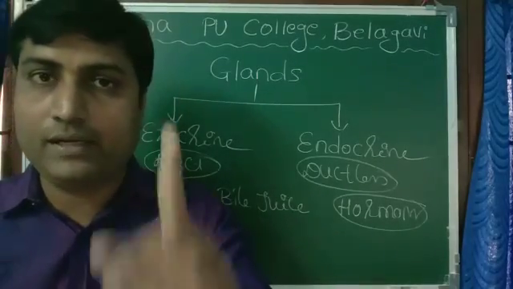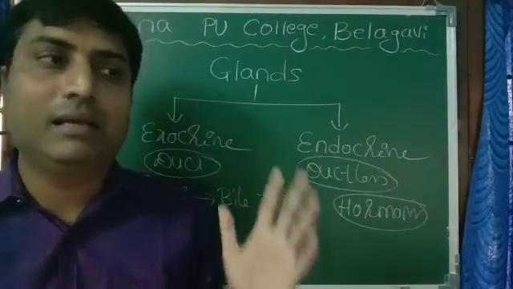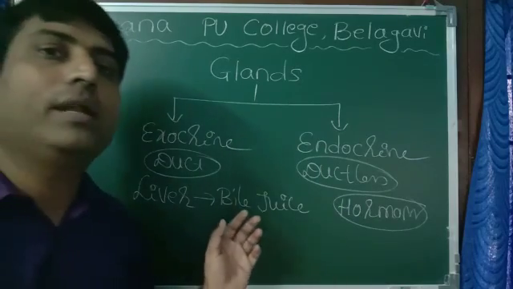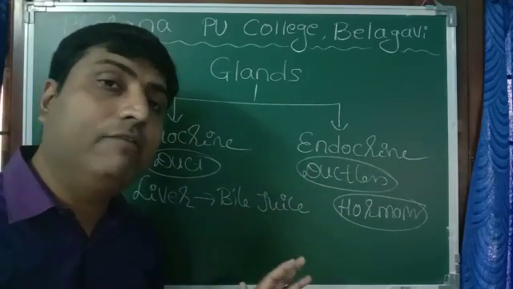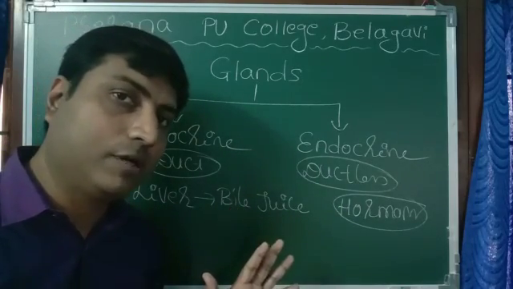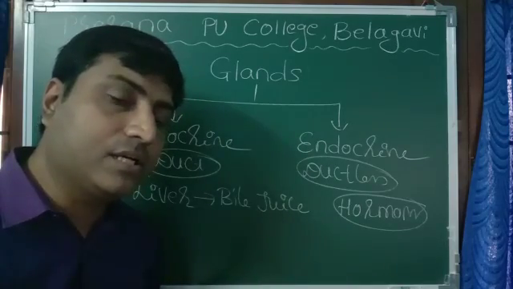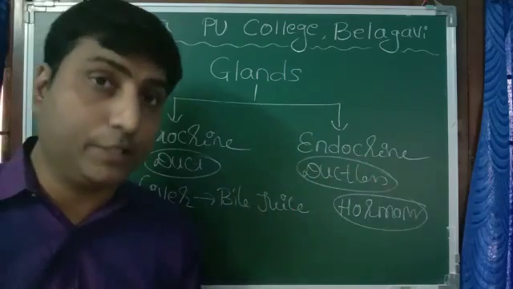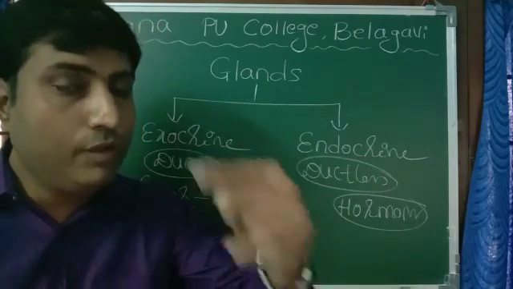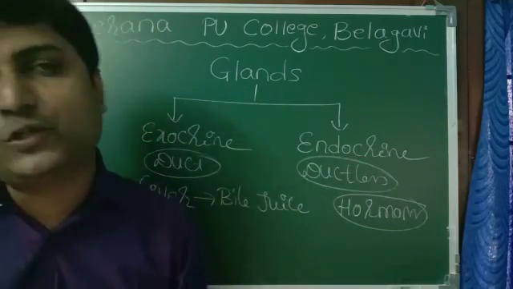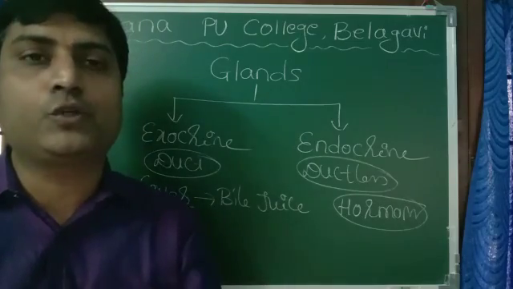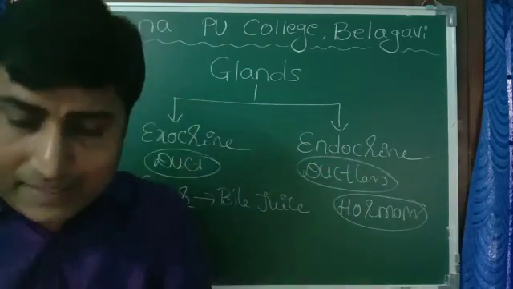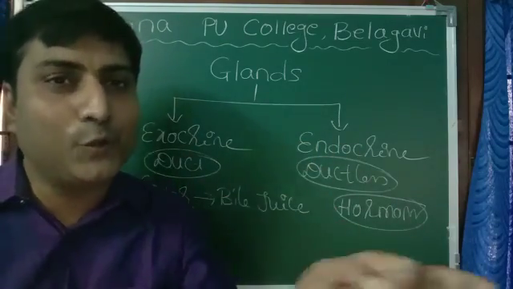And one more thing, finally, you have to remember the largest gland in our body is the liver. Liver is the largest gland present in our body, which releases bile juice. So this is all about epithelial tissue. Next, we will move on to another tissue called connective tissue. Let us study in detail about connective tissue.